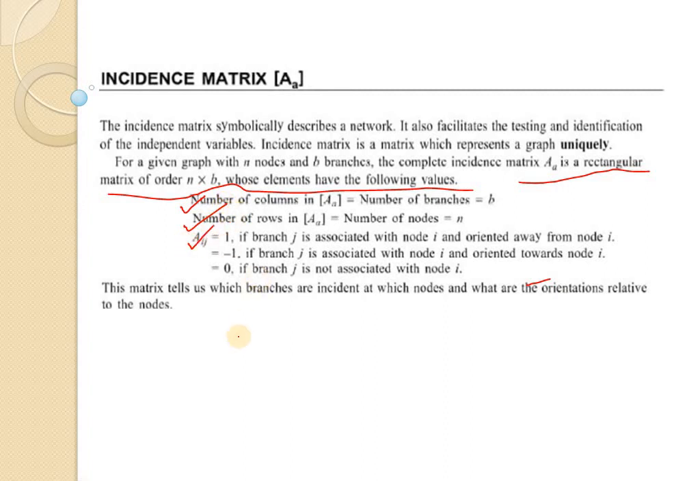Aij equals 1 if the branch j is associated with node i and oriented away from node i. Next, Aij equals minus 1 if the branch j is associated with node i and oriented towards node i. Next, Aij equals 0 if branch j is not associated with node i. This matrix tells us which branches are incident at which nodes and what the orientation related to the nodes is. Okay, so that is incidence matrix.